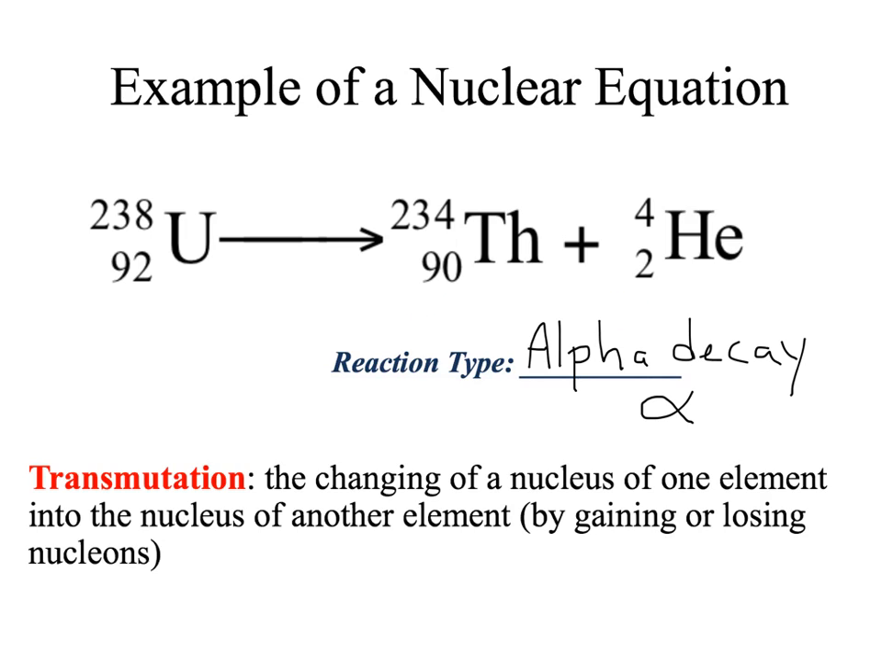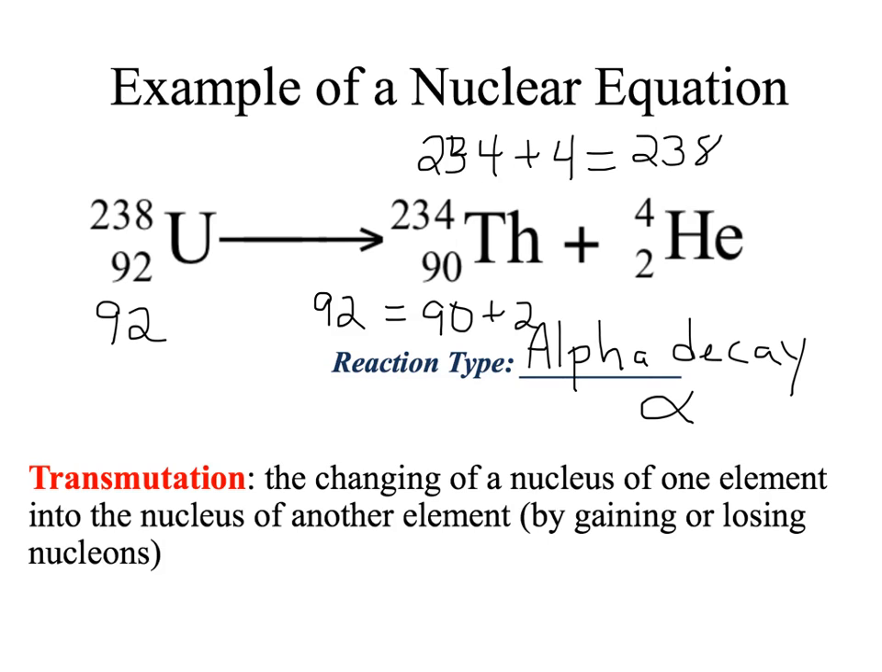So let's take a quick look. We've got 92 on the left side of the arrow because we only have one reactant. And we've got 90 plus 2 on the right. 90 and 2. And that adds up to a total of 92. So our charge on both sides is balanced. We can take a look at the mass number and we see that we have 234 from thorium, 4 from helium to give us a total of 238. And then we also have 238 is our mass number on the left. So both our mass and our charge are balanced.